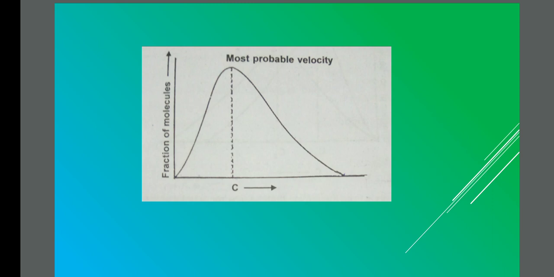So the graph is plotted between fraction of molecules and velocity. As you increase velocity, the fraction of molecules also increases, reaches a maximum, then decreases slowly, then comes to a minimum. Now we can see the features of this curve, that is the character of this curve. Based on this curve, we are going to say three properties of this curve. The first one, are you able to follow me? I'll repeat the plot once again. This curve is called the distribution curve.